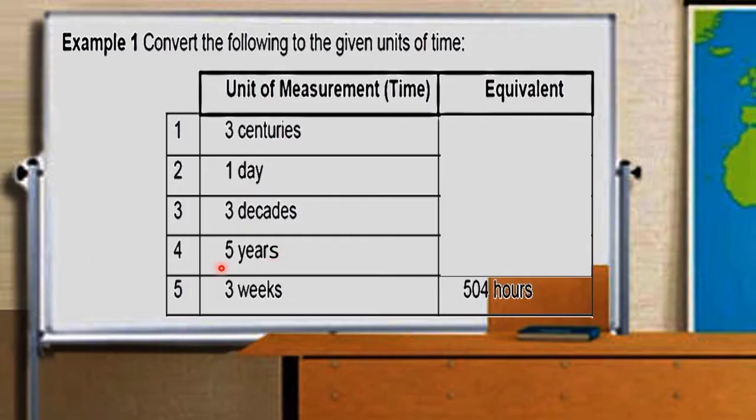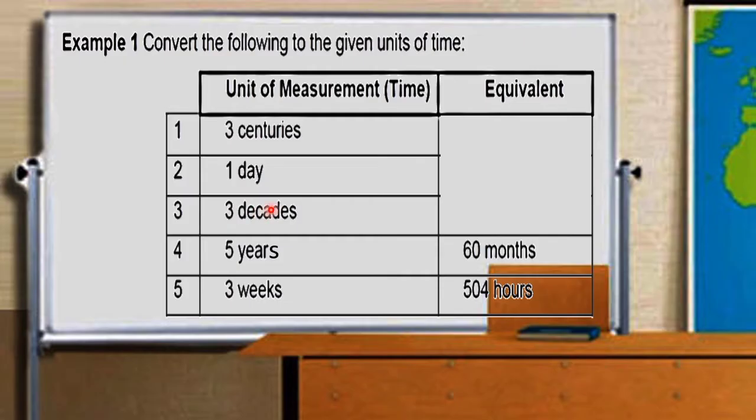Next, how many months are there in 5 years? Okay, we all know that in 1 year, merong 12 months. So we need to multiply 12 dito sa 5. So 12 times 5, 60 months.